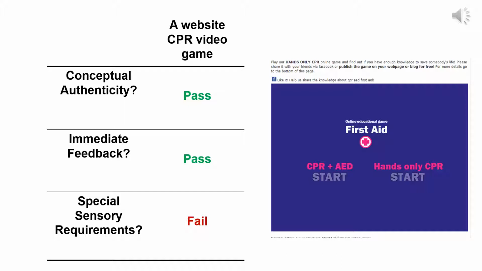This media type passed the conceptual authenticity question because the learner could apply the skills and knowledge learned in the course in a similar electronic environment to their job setting. The game passed immediate feedback because the game would be able to provide the learner synchronous immediate feedback as they did something right or wrong. However, there was limited opportunity for individualized feedback, which is problematic.